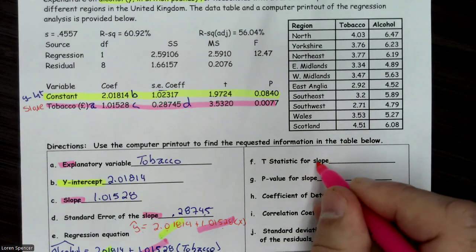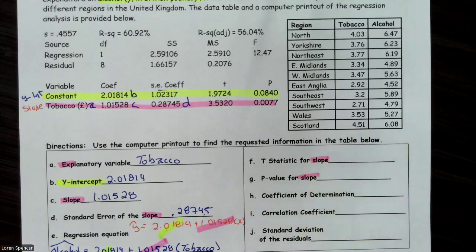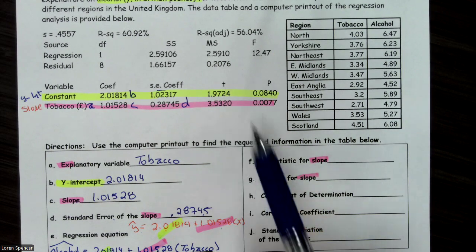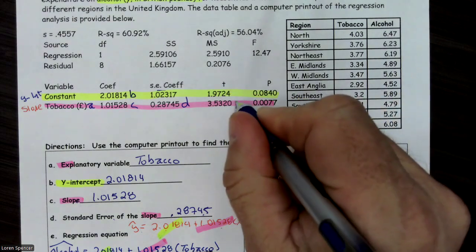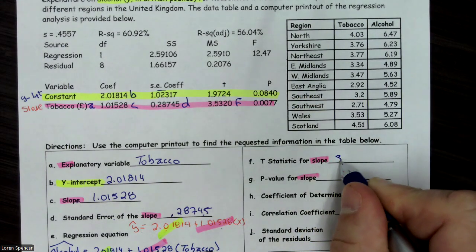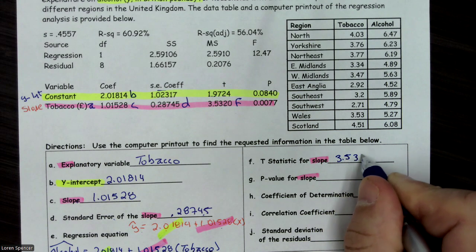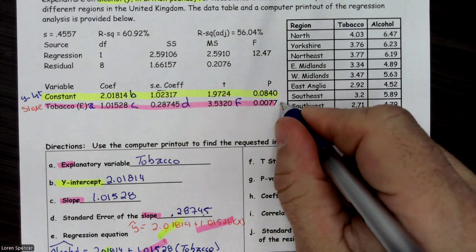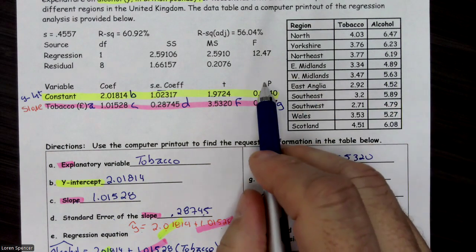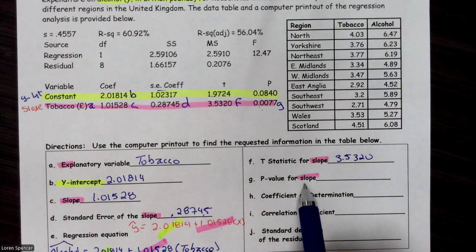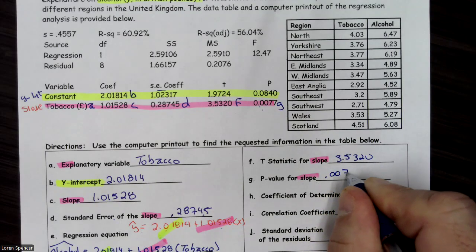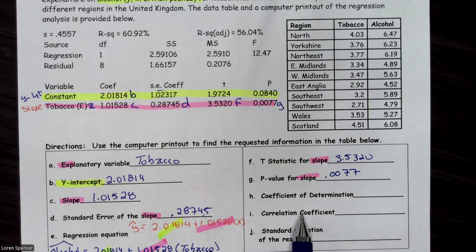The next thing it asks for is our t-statistic for our slope. And as a matter of fact, we are going to have slope a couple times, so we'll go ahead and mark those. So we know they're going to be on the slope row. And our t-statistic, oh, there's t, so that's it. So this is going to be our letter F, 3.5320. And then letter G is our p-value. So there's our p-value, and we know it's on the slope row because it says slope. So 0.0077.